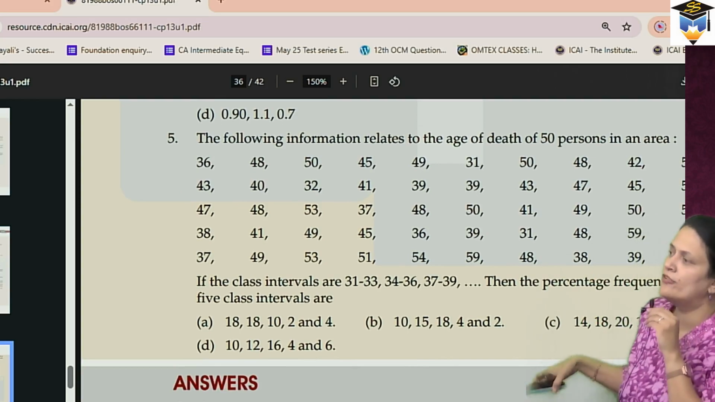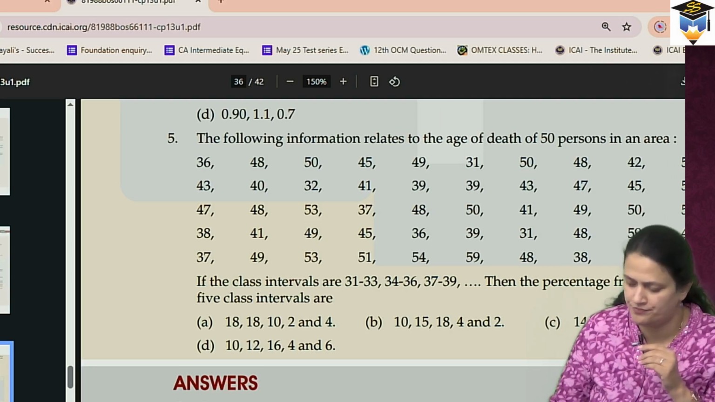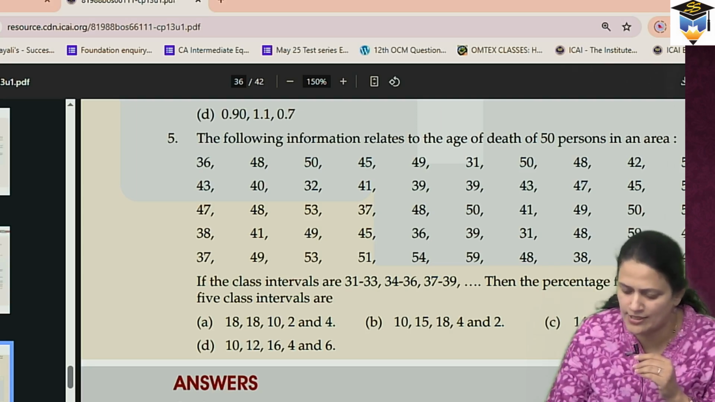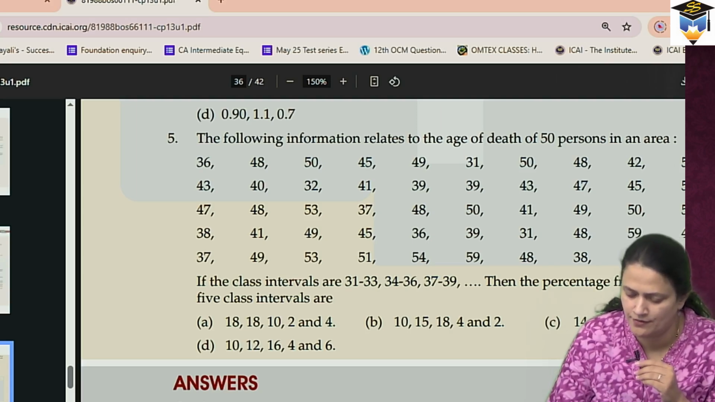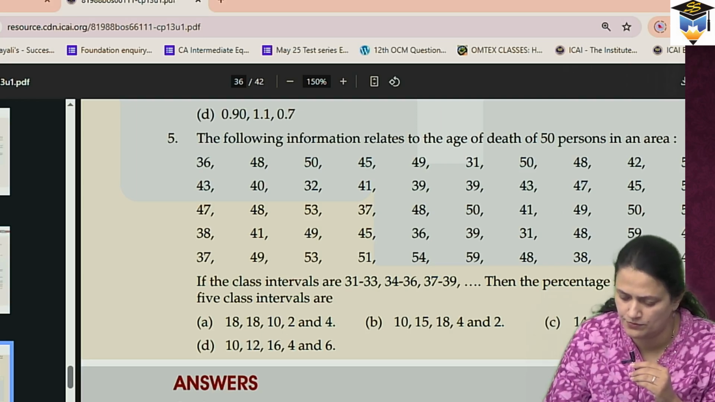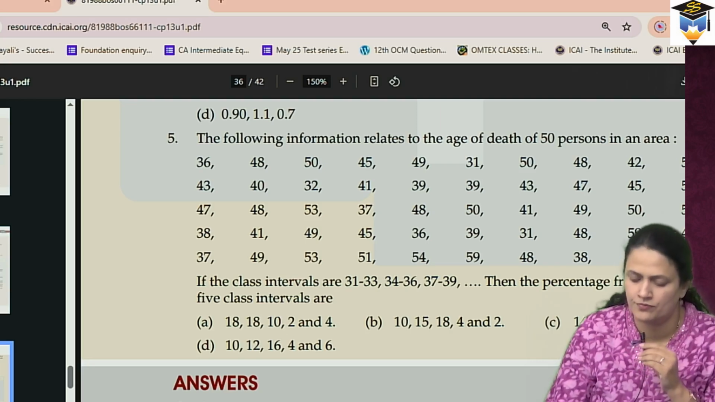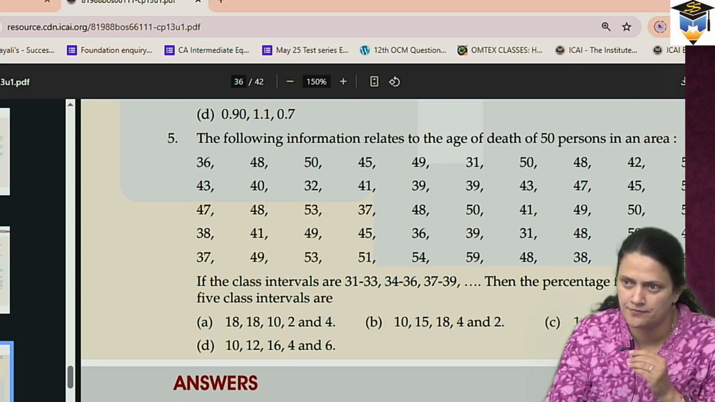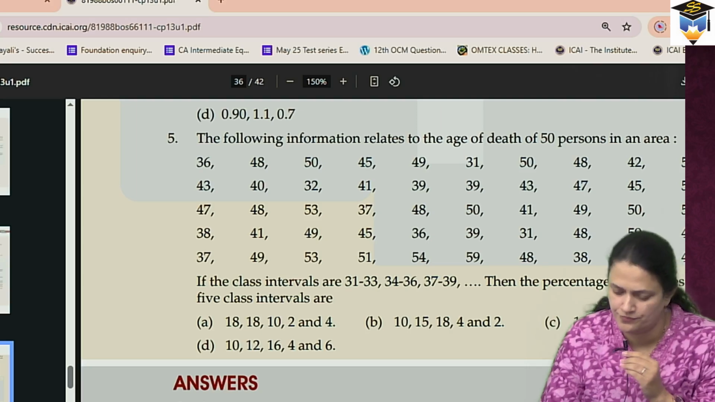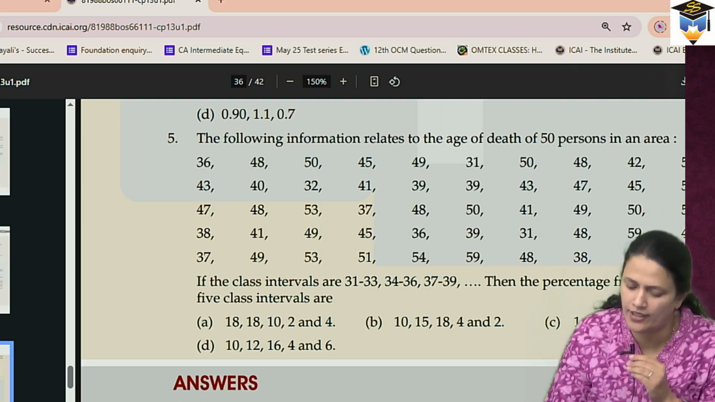Okay. So in the fifth question, all of you have done the class intervals correctly. Anyone got the answer? See, these are very easy type of questions. The fifth question is very, very easy.